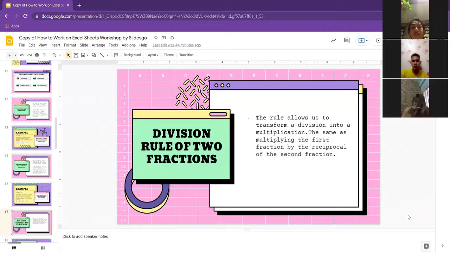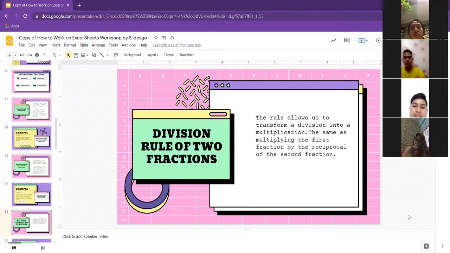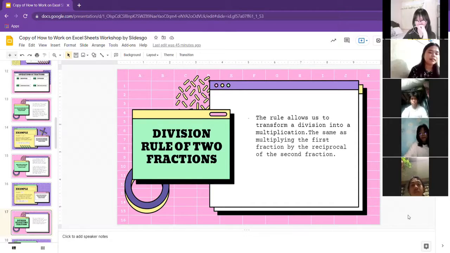For the division of two fractions, the rule allows us to transform a division into multiplication. It is the same as multiplying the first fraction by the reciprocal of the second fraction. In the division rule of two fractions, you flip the division into multiplication: the first factor is multiplied by the reciprocal of the second factor.